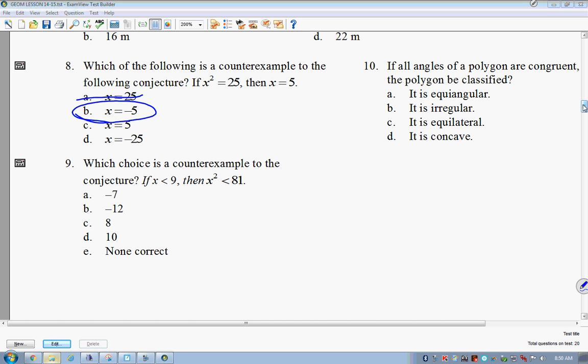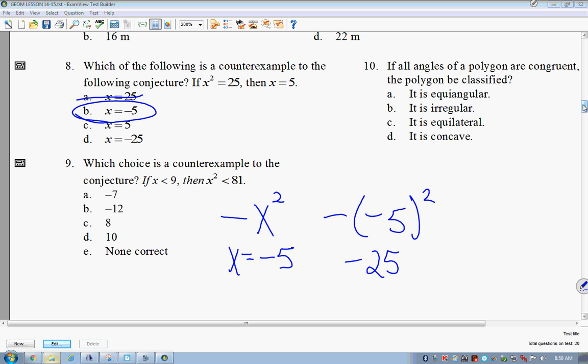The problem there is if they did negative x squared, and then x was negative 5, so what we would have is this. That would be 25, and then it would end up being negative 25.